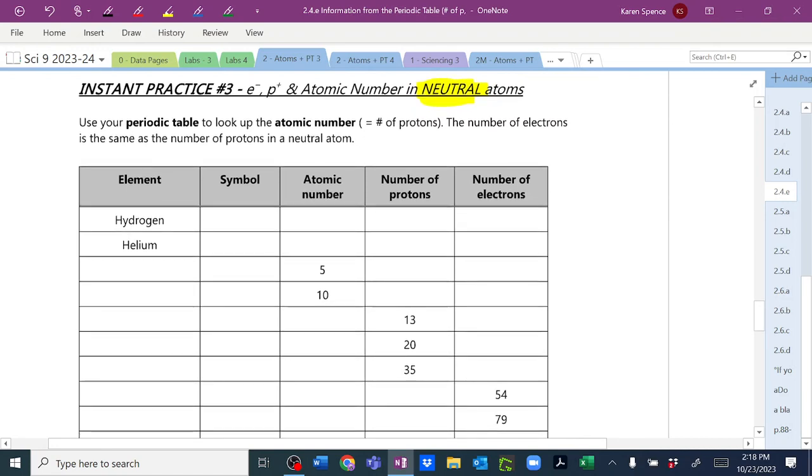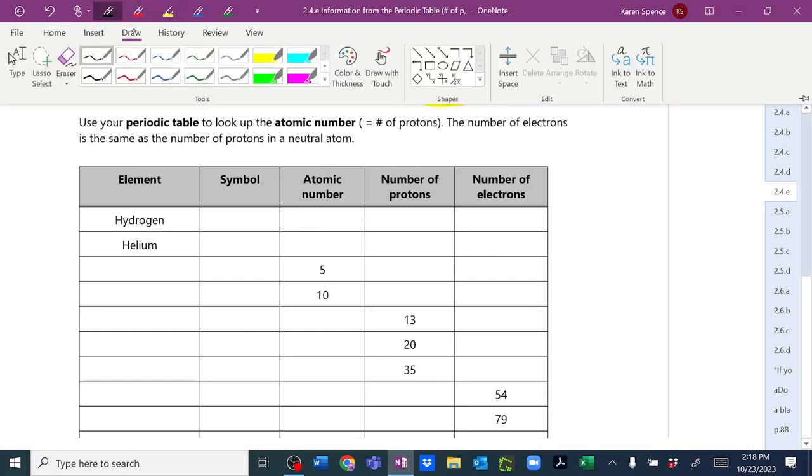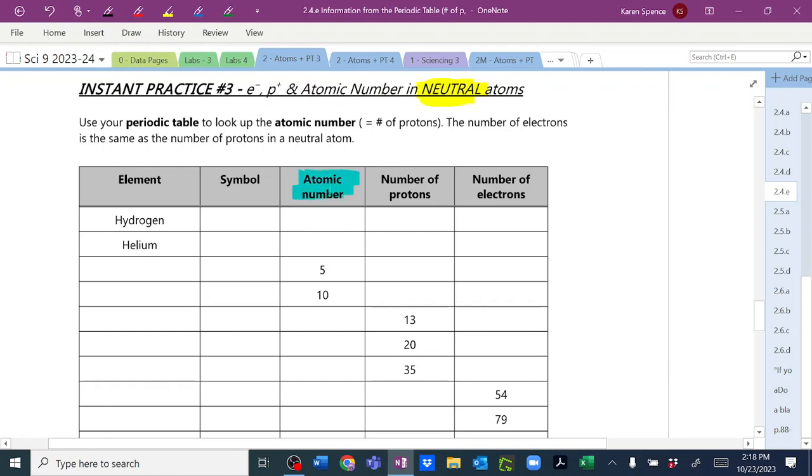And so you're just going to go look up the symbol. You're going to go look up the atomic number. What do you know about the atomic number? Is there anything else here that it is the same as? It's the same as the protons, and that is the same as the electrons. So this is actually probably going to be the easiest table that you fill out, okay?